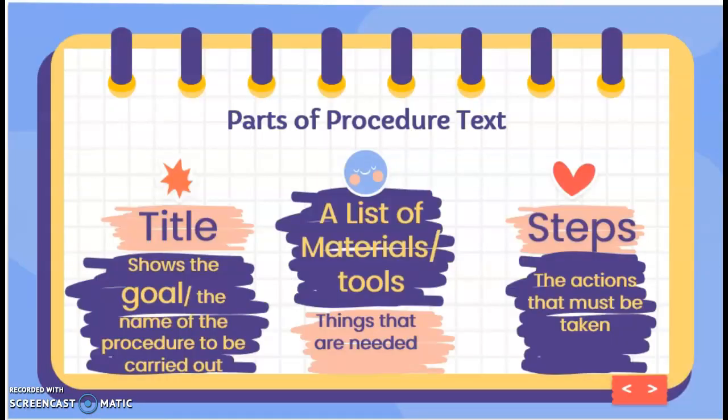You will also learn about the structure or parts of procedure text. First, you have the title. The title usually shows the goal or name of the procedure to be carried out. You can also have a list of materials or tools, but in tips or tricks, it's optional. You may not have a list of materials or tools. Another part of procedure text is steps. Steps are the actions that must be taken.